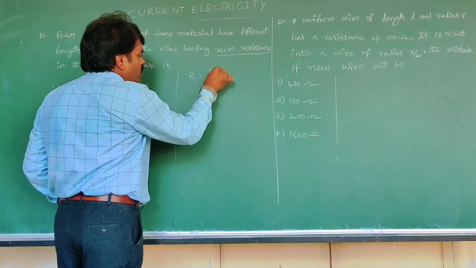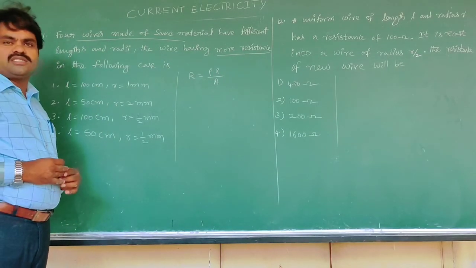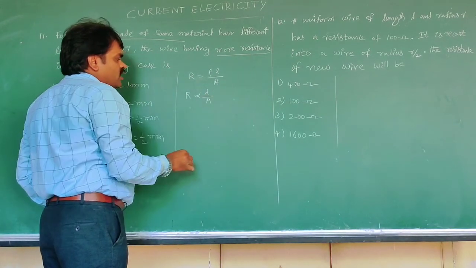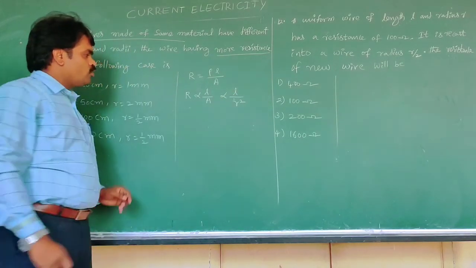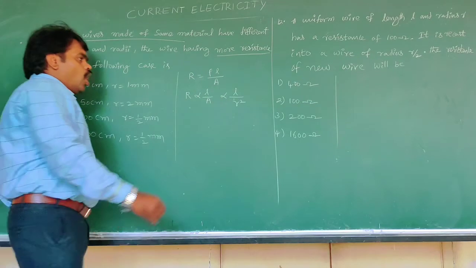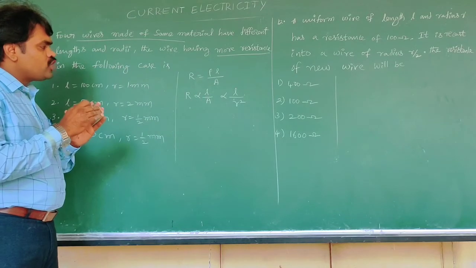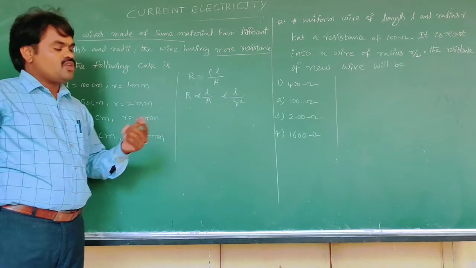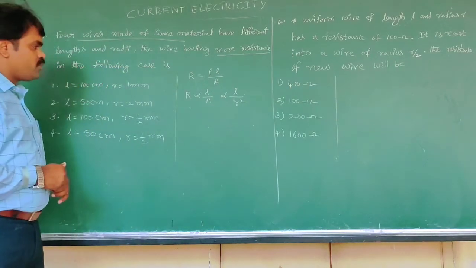R is equal to rho L by A. They said they are made of the same material, means resistivity is constant. Then R is proportional to L by A, proportional to L by pi R square. You see the formula. Of these, the one which has large length has more resistance, and the one which has less radius of cross section has more resistance, because length is directly proportional and the radius of cross section is inversely proportional.